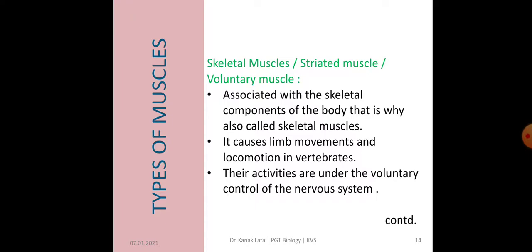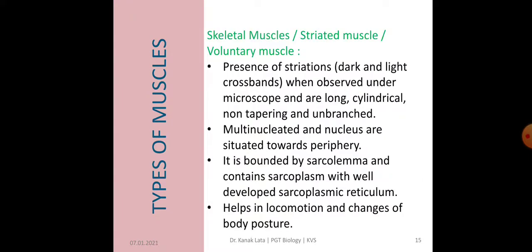First is about skeletal muscle or striated muscle. It is attached to and functions in association with the skeleton, so it is called skeletal muscle. It causes limb movements and locomotion in vertebrates. The activities of skeletal muscles are under the voluntary control of the nervous system. There are light and dark cross bands called striations when it is observed under a microscope.